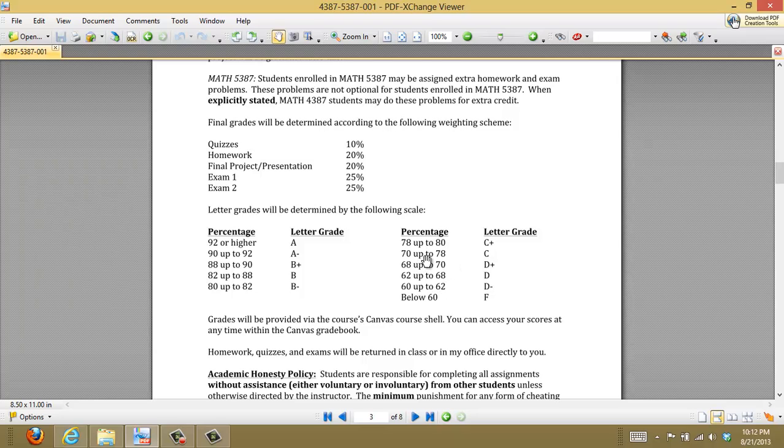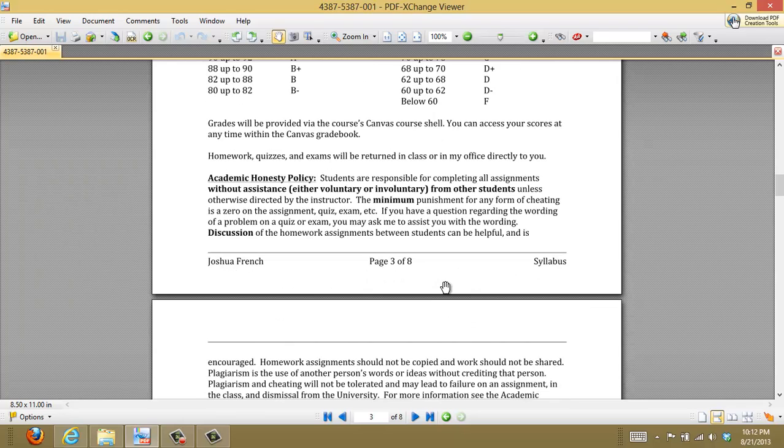So anything between 70 and 78 is going to be a C. But because there are no C minuses, the 70% is very strict. So if you have a 69.9%, do not expect to get a C, expect to get a D+. If you want to get a passing grade in this class, you need to get a 70%. And I'll make your grades available via the course's Canvas course shell. So anytime you want to look at your grades, after I've posted them, simply log into Canvas and look at the Canvas gradebook.